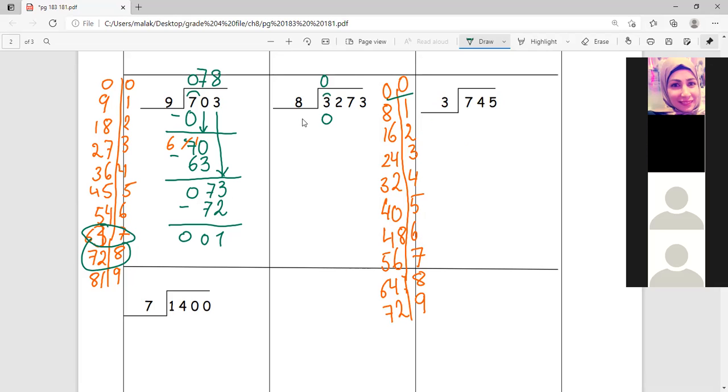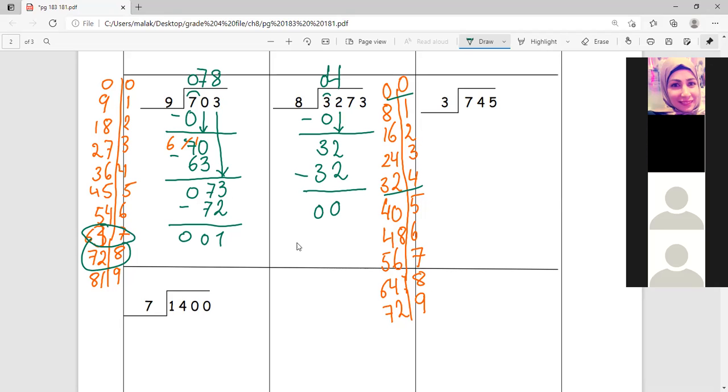So zero up, zero down. 3 minus 0, it's 3. Then what shall I do? We bring down 2, then we choose the closest number. 32. Do we have 32? Yes. So 4, where should I put it? Up, and 32 down. Then what shall I do? Minus them. So 0, 0.